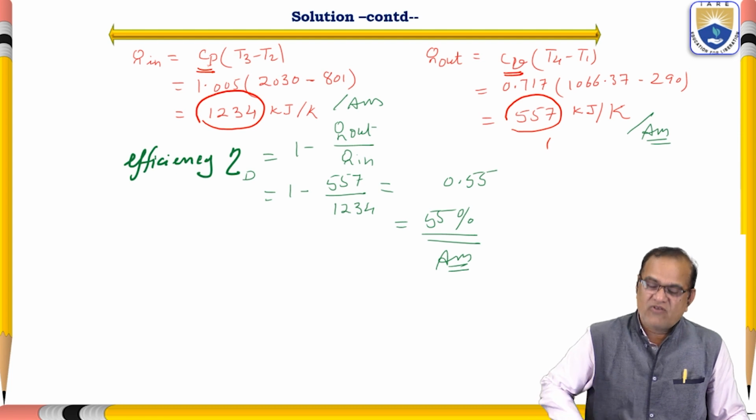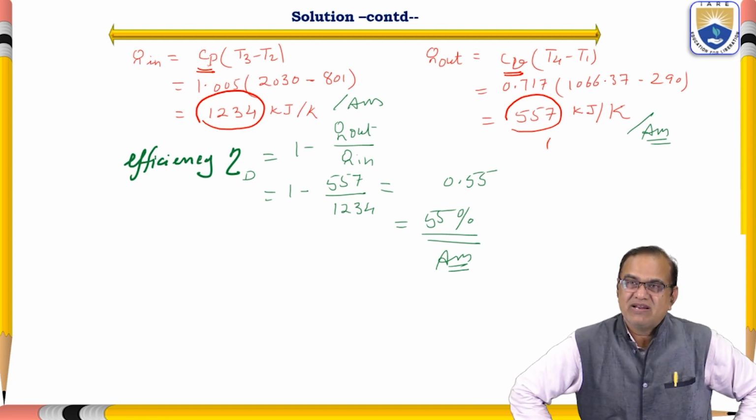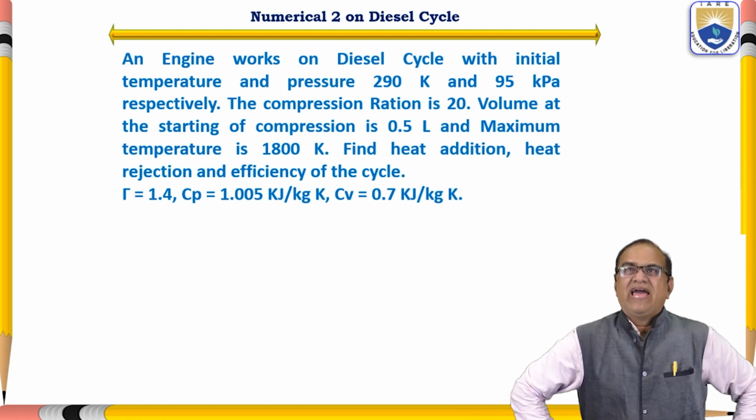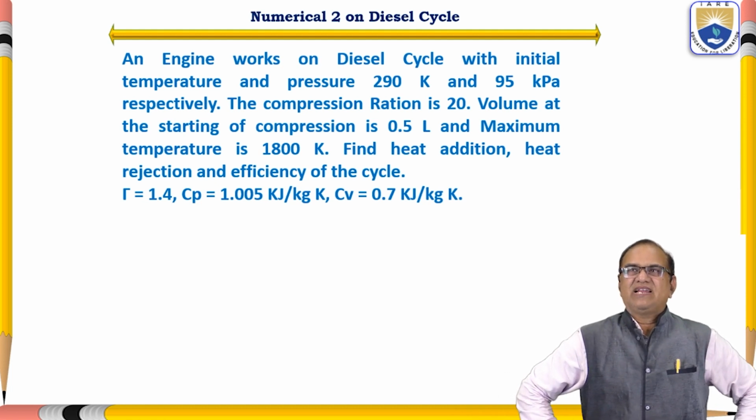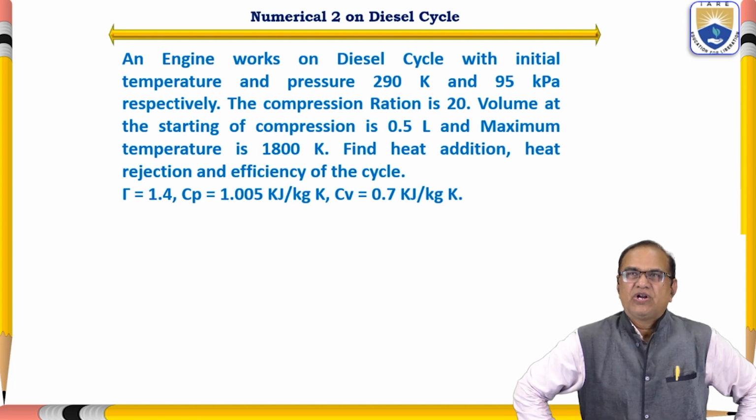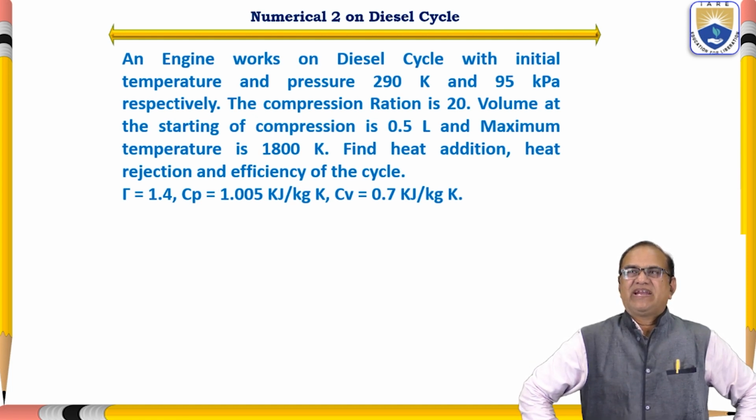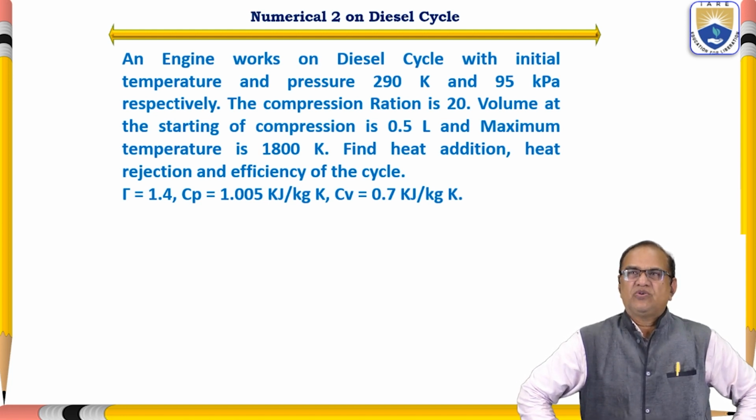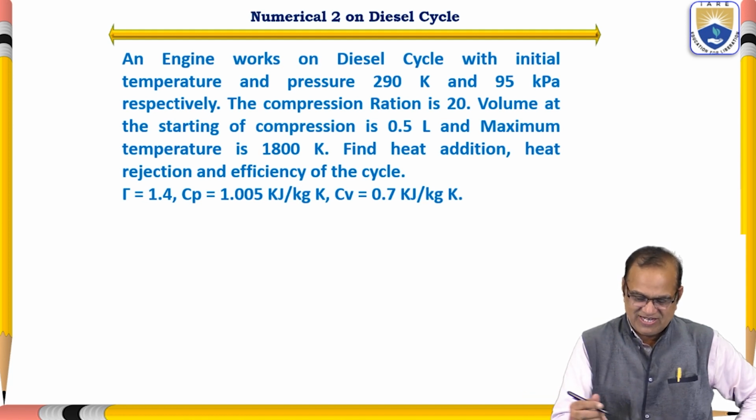So I am going for my next numerical after this. An engine works on a diesel cycle with initial temperature and pressure 290 Kelvin and 95 kilopascal respectively. The compression ratio is 20. It is not ration, it is ratio.